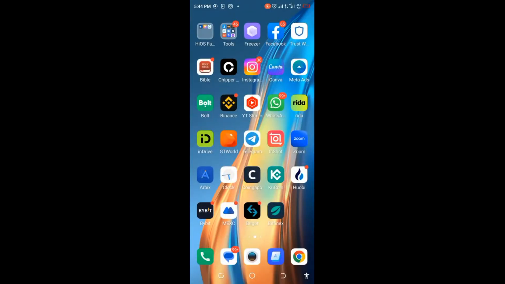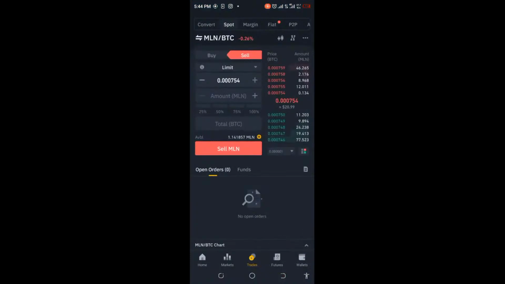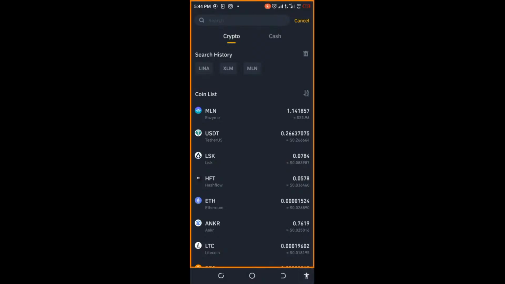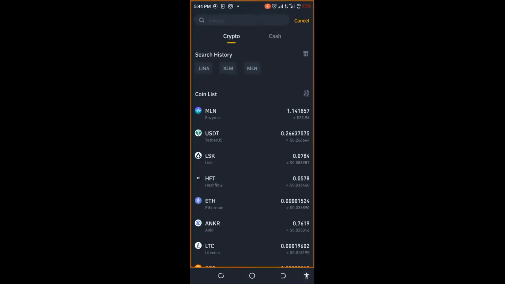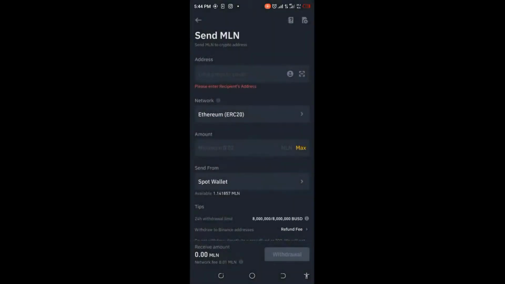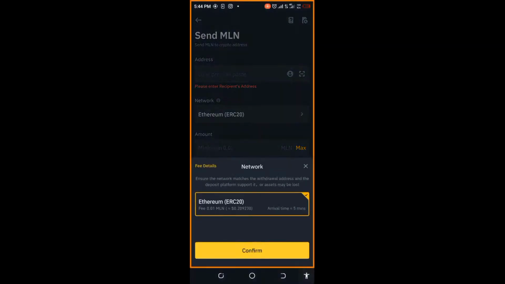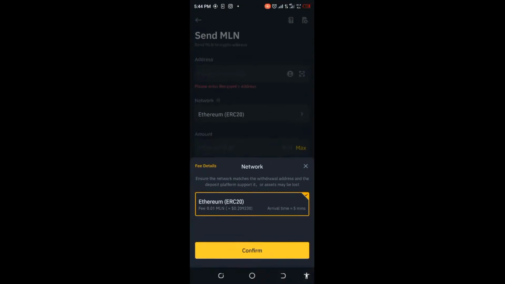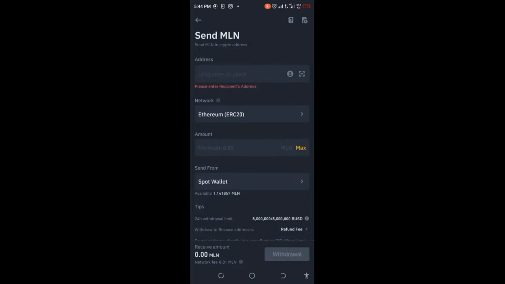Okay. So let's go ahead and run along to withdraw this. So what are we withdrawing? We're withdrawing the MLN. You can see we have 1 point, it's the equivalent of 23.96. So I'm withdrawing that via crypto, and I just want to be sure that everything is the same. Enzyme, like I told you, the fee is 20 cents. That's fine. First time I'm seeing something that low for ERC20.